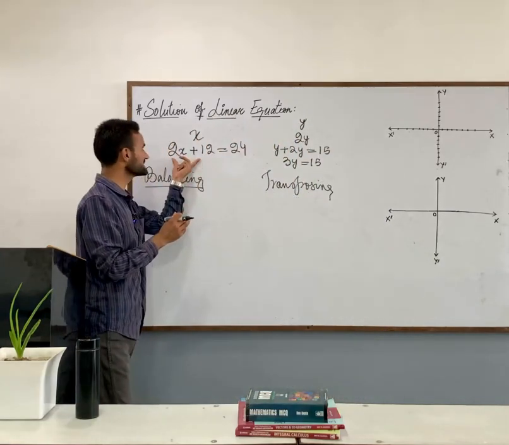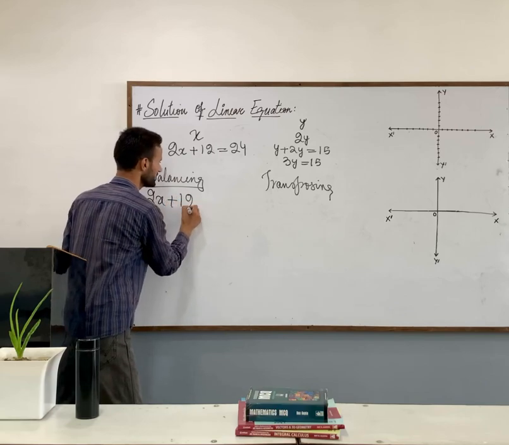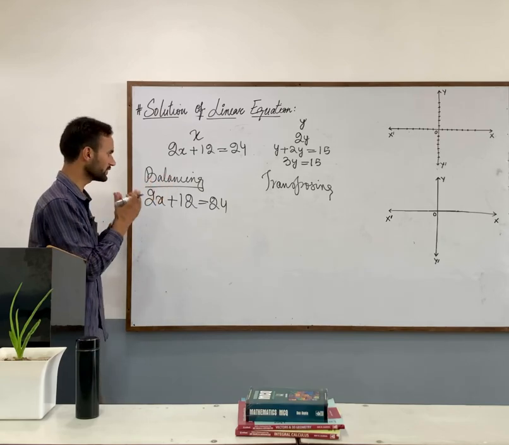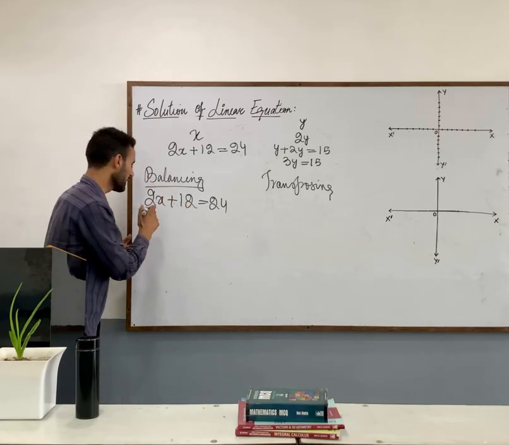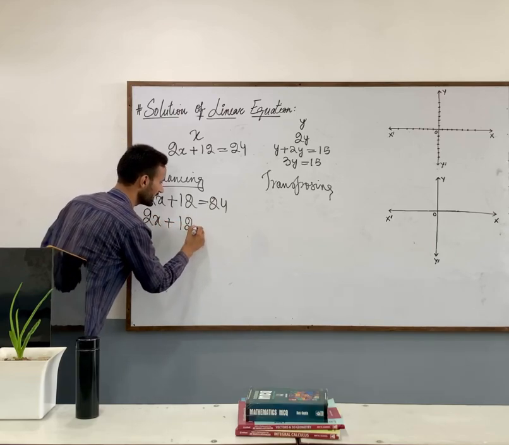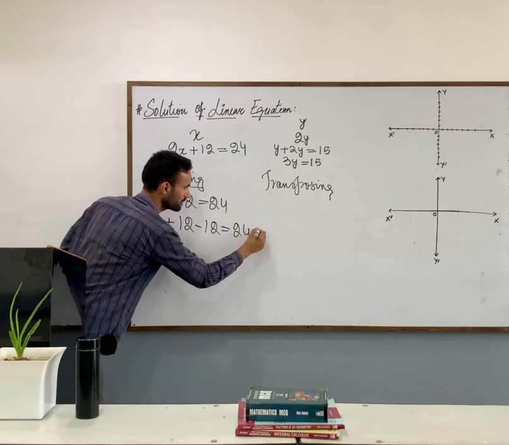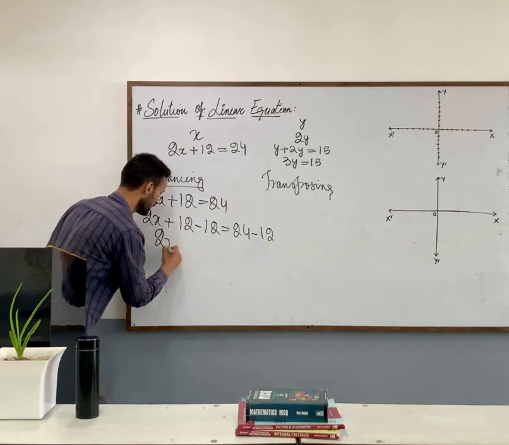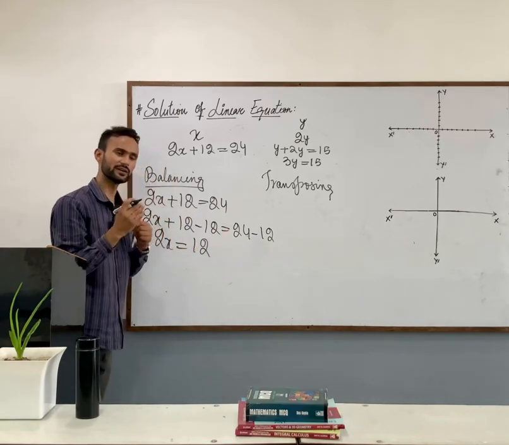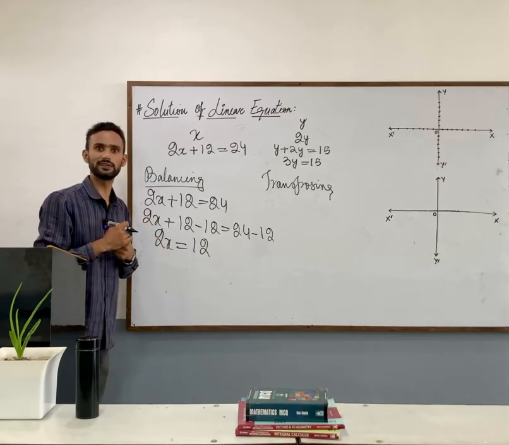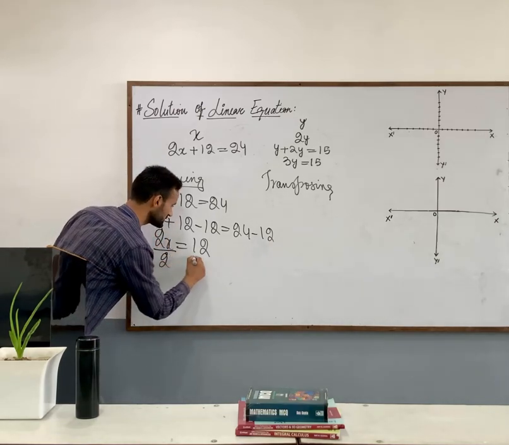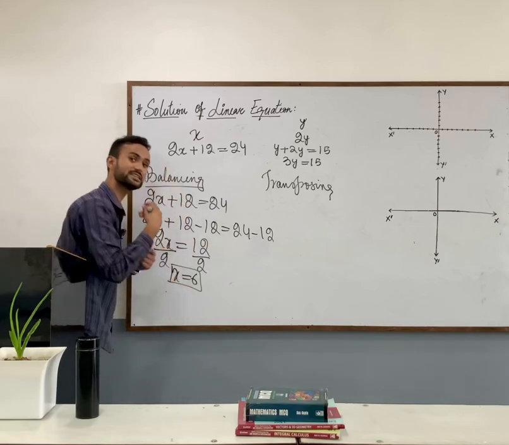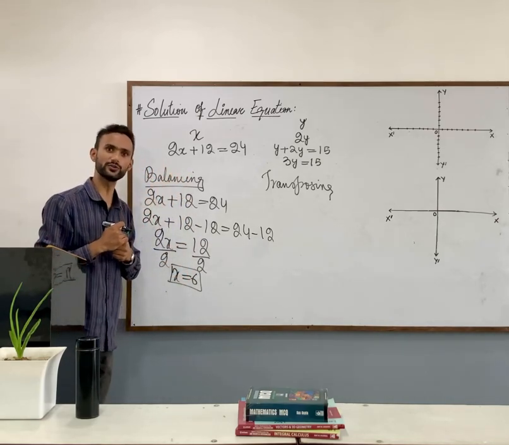For example, taking the same case, that is 2x plus 12 equals 24. If we have to find the solution or root of the equation by the balancing method, first of all, here 12 is added to this variable. We will start with 2x plus 12 minus 12 equals 24 minus 12. That means we subtract 12 from both sides of the equation. After that, we get 2x equals 12. Here 2 is multiplied to this variable x, so we divide both sides of the equation by 2. Here we get x equals 6. Thus, we say x equals 6 is the solution or the root of this given linear equation.